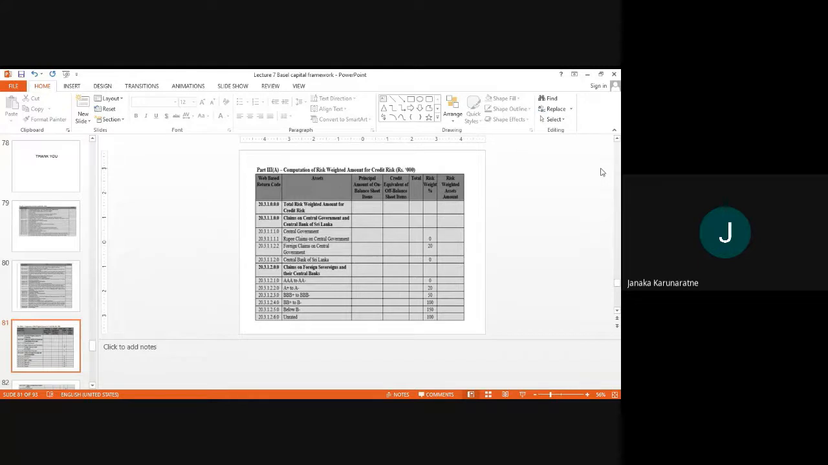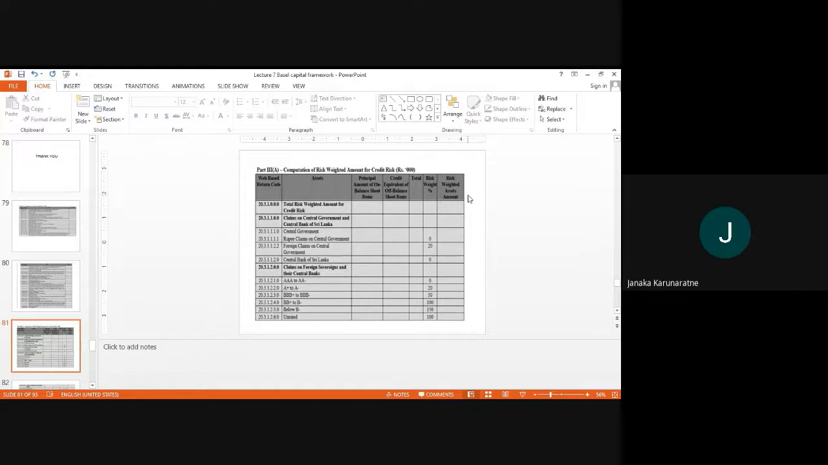what is the capital you need to maintain? Come on. What is the capital? How much capital you need to maintain as per the schedule? There's no need to maintain any capital. Yeah, there is no need because the risk weight percentage is 0. That means credit risk is 0.